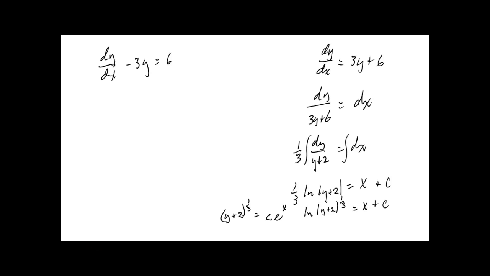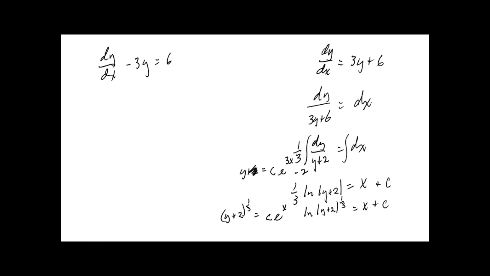Okay? Now, to simplify this a little bit further, cube both sides to get rid of the 1/3. You get y plus 2 is equal to some new constant c, because it's c cubed, e to the 3x. Okay? Because you just cubed it. And then you subtract 2 from both sides. Okay, and there's your solution. Okay, and they put in the book minus 2 plus c e to the 3x. Okay, now that works for that one.